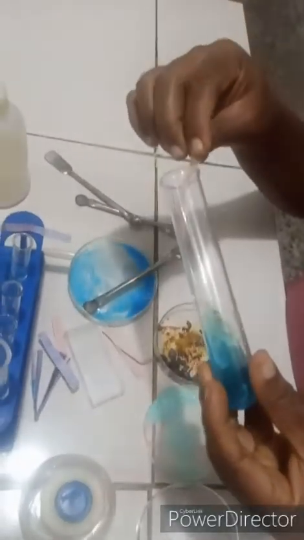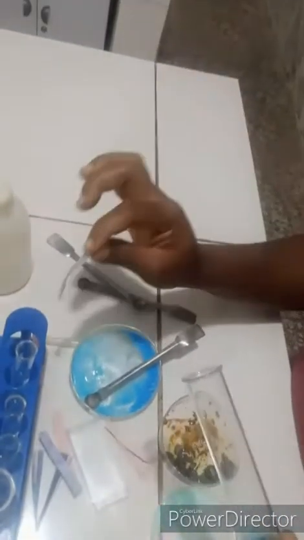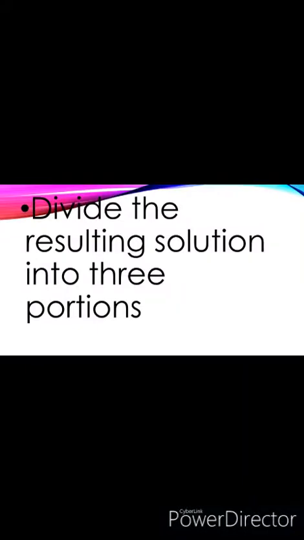Also check with the red litmus paper. Can you see? The red litmus paper remained red, so it has no effect on the red litmus paper. There is no point reporting this. You report what you've observed: the solution turned blue litmus paper red, and the inference is that the solution is acidic. The next instruction in the question is to divide the resulting solution into 3 portions.